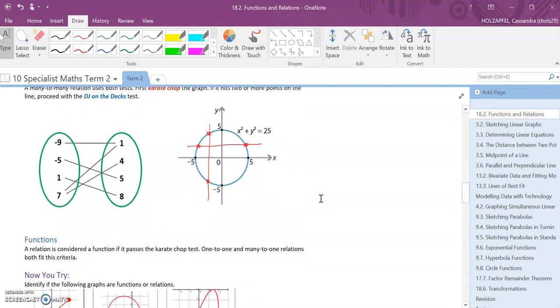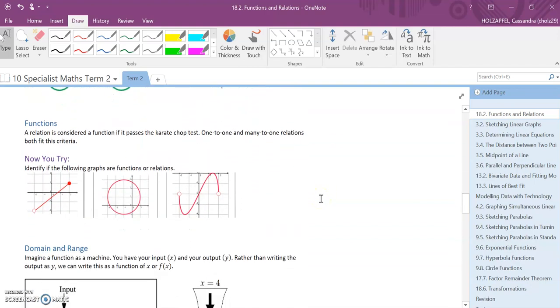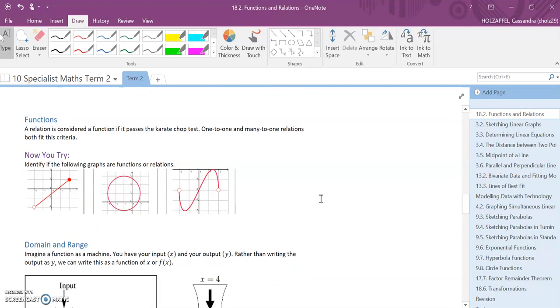Let's talk about that, okay? A function is simply a relation that passes the karate chop test. If I was going to draw a Venn diagram, right, so this beautiful circle, stunning, I should be an art teacher, my gosh. If this was a circle that contained all of the different relations, so the one-to-one, one-to-many, many-to-one, many-to-many relations, then functions are a special subset of this. And functions are specifically relationships that pass the karate chop test, okay?